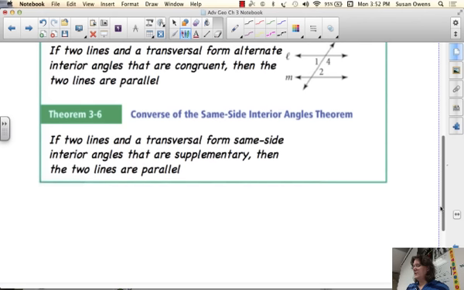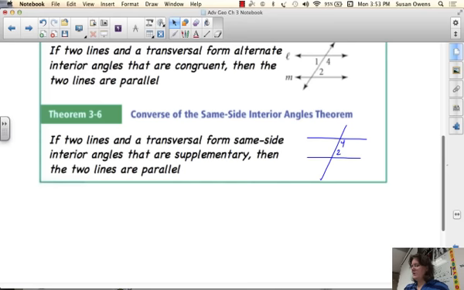Now the next one is the converse of the same side interior angles theorem. This one says if you've got two lines and a transversal and the same side interior angles are supplementary, then the two lines are parallel. So if I draw two lines and I draw my transversal, and I tell you that angles 2 and 4 are supplementary, so you'd be given measure of angle 2 plus measure of angle 4 equals 180, then you can say the lines are parallel by the converse of the same side interior angles theorem.